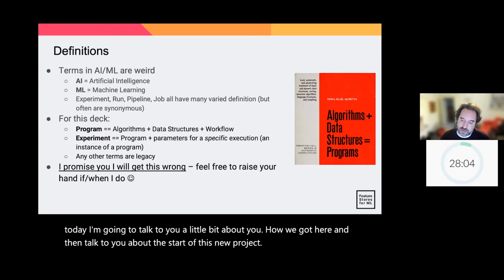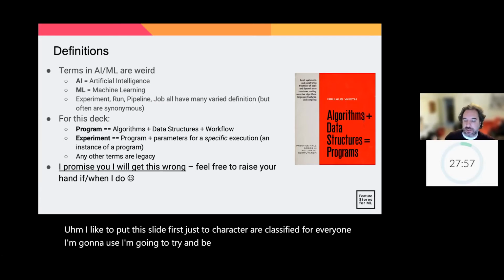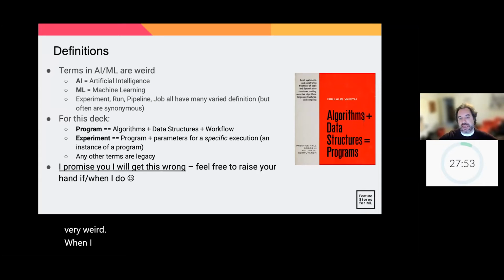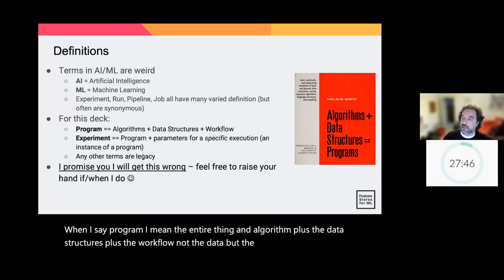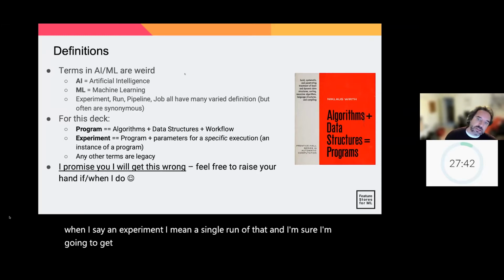I like to put this slide first just to characterize or classify for everyone. I'm going to try and be very consistent, but terms are all very weird. When I say program, I mean the entire thing, an algorithm plus the data structures plus the workflow, not the data, but the data structures. And when I say an experiment, I mean a single run of that. And I'm sure I'm going to get it wrong, but I just like to do my definitions up front.